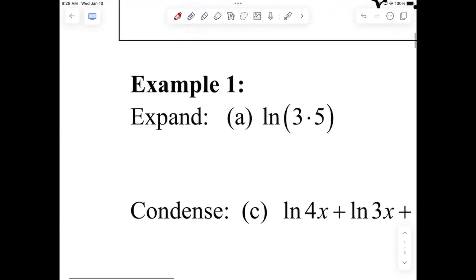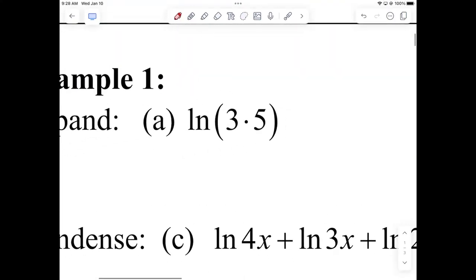All right. Let's try it out. You ready to try it out? The natural log of 3 times 5. Well, first of all, what's 3 times 5? It's 15. So I could simplify it by saying that's just the natural log of 15. But I could also say 15 is 3 times 5, which now means that this is equal to the natural log of 3 plus the natural log of 5.